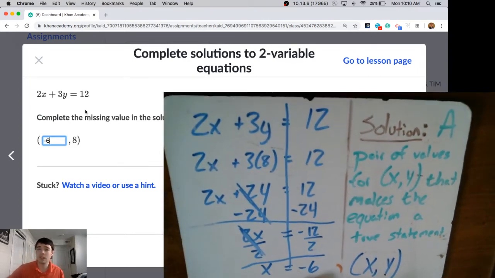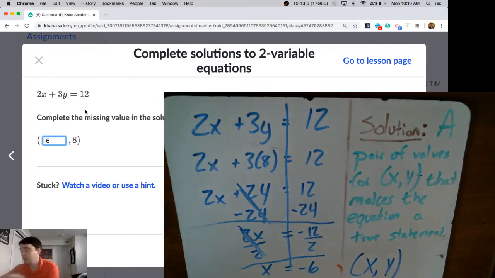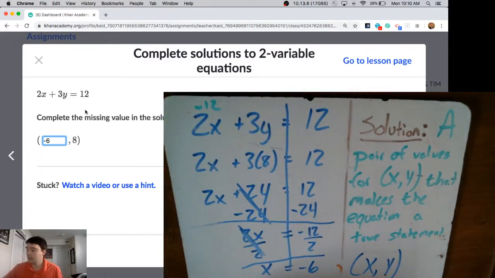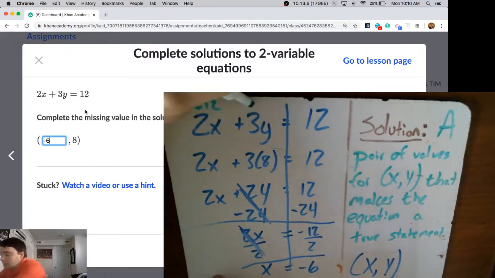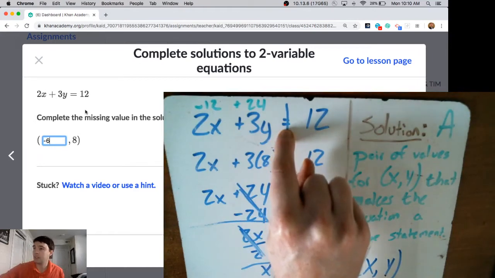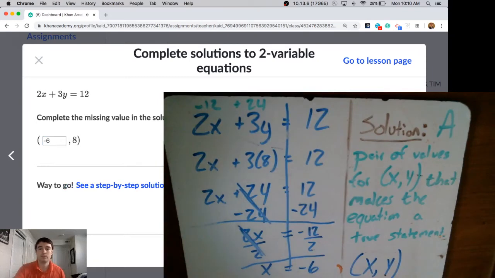Quickly, we could also check that. If I plug a -6 in for x, 2 times -6 would give me -12. And if I plugged in that 8 for y, 3 times 8 would give me +24. And 24 minus 12 does indeed equal the 12 it's supposed to. So now I'm more confident. Once I plugged the -6 for x, the 8 in for y, I saw they worked in the equation. That's one way to make sure your work is correct.